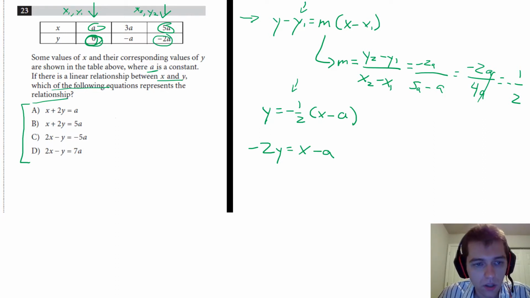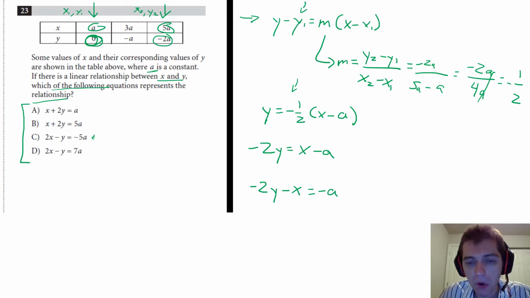And let's take a look at the forms our equations are taking. Okay, so let's subtract. X and y are both on the same side. So let's do -2y minus x. Let's just subtract x from both sides, equal to -a. At this point, the only -a is in C with -5. It looks like a is going to be the correct answer.